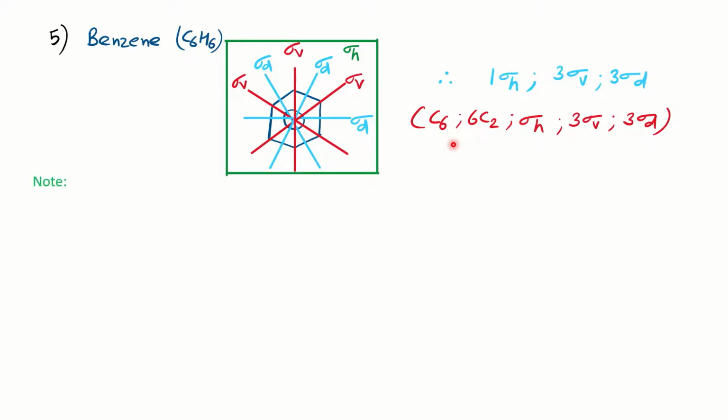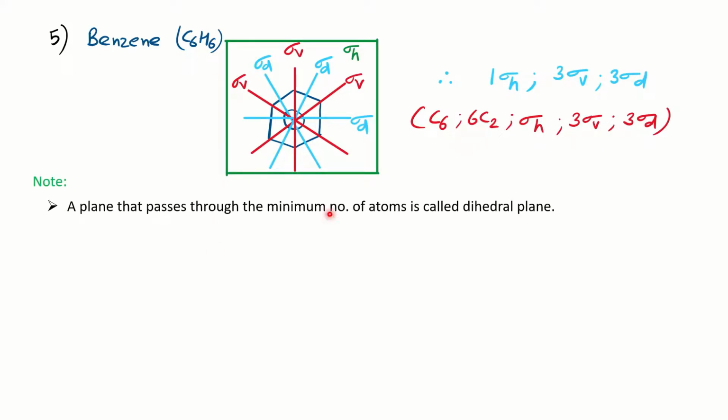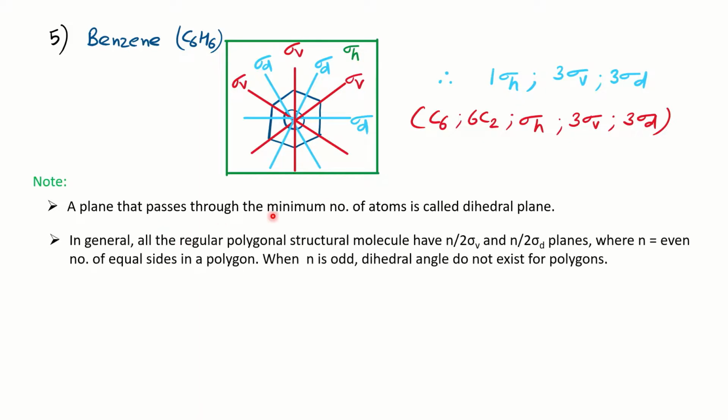So we will make a note of the same thing which I have already told you about the dihedral angle, and in general you can see that all regular polygonal structures have n by 2 sigma V and n by 2 sigma D planes, where n is the even number of equal sides in the polygon. So in benzene n is 6, 6 by 2 is 3 sigma V and 3 sigma D planes. When your n is even, like in XeF4 where it is 4, you have 2 sigma V and 2 sigma D there.